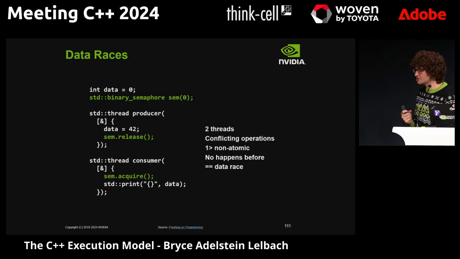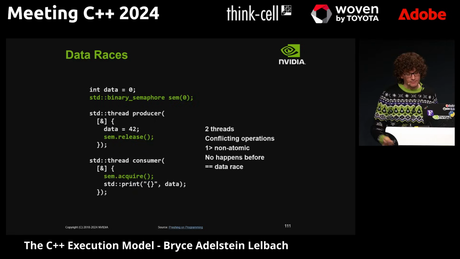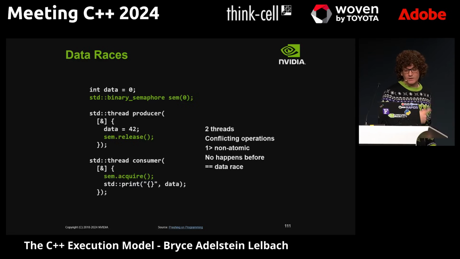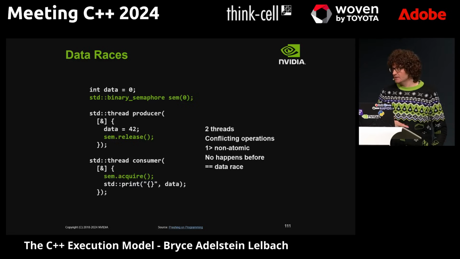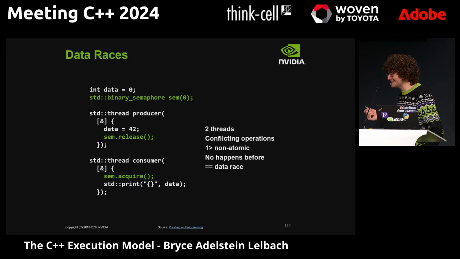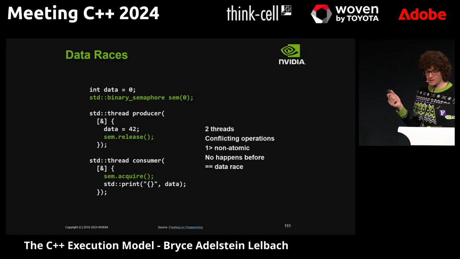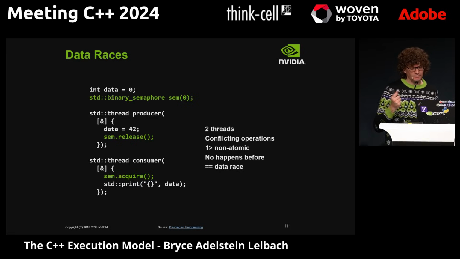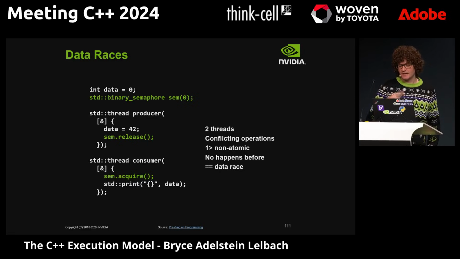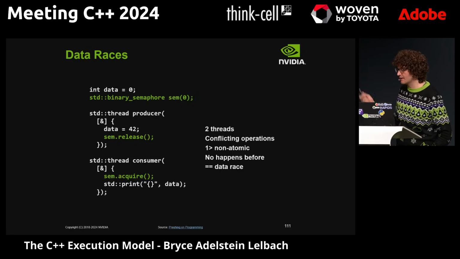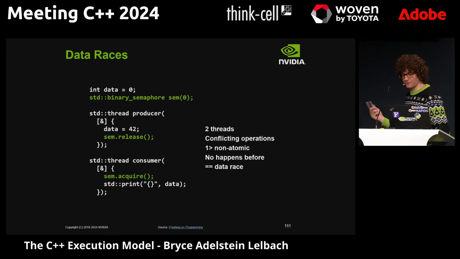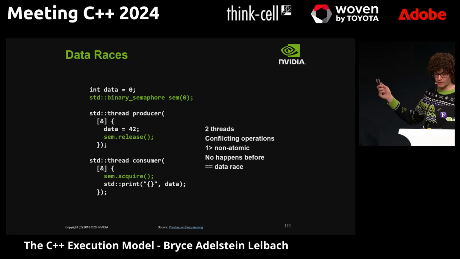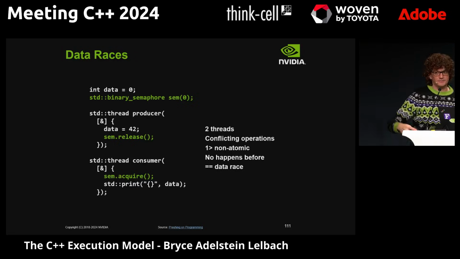Now, if we introduce a synchronization primitive, such as a semaphore, then we can get a happens before relationship. So here, the release in producer will synchronize with the acquire in consumer. And so the store to data happens before the release, and the acquire happens before the load. So therefore, the store to data happens before the load of data. And then we know that this program will print 42.